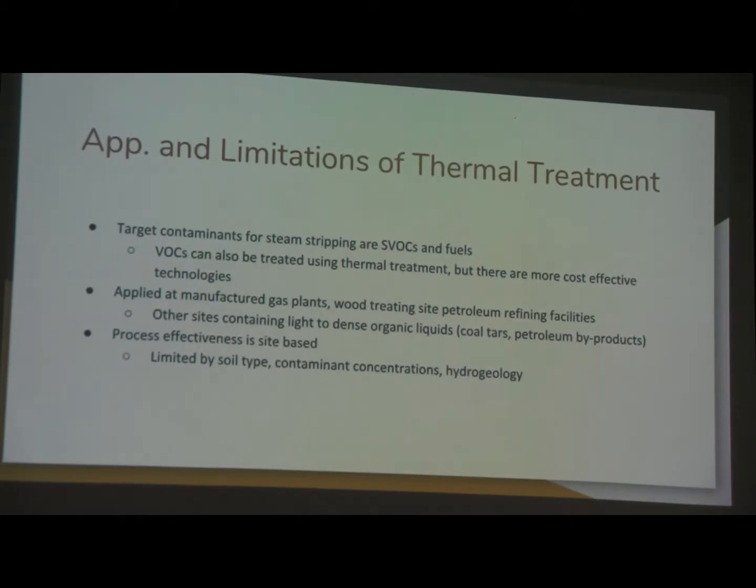So some of the applications for thermal treatment are similar to what we've been dealing with before. It targets semi-volatile VOCs and fuels, as we saw in the previous slide. It is useful because it is a bit more cost effective compared to other technologies. Especially in the United States, there's a lot of plants in areas like with the previous one he spoke upon where there was a gas well or an oil well. So you can put that in already retrofitted or already fitted gas plants, as well as other places that have similar fuels and VOCs being leaked out, like wood treatment facilities and petroleum refining facilities. But as with pretty much all the other technologies, the effectiveness is based on the specifics to the site, like the soil type, the concentration of the contamination, and the hydrogeology of the subsurface.